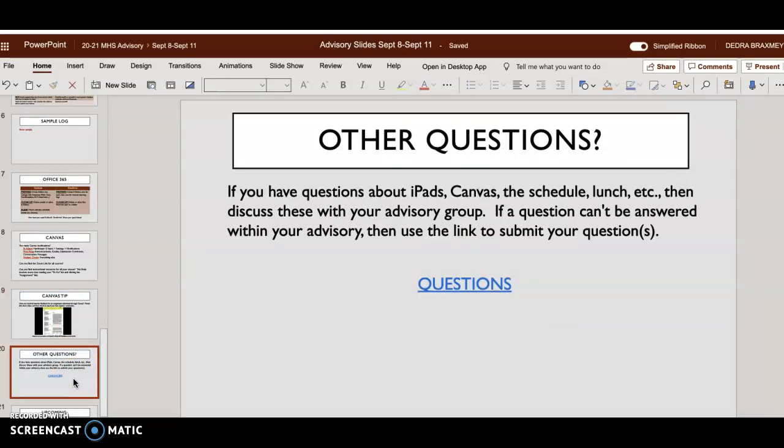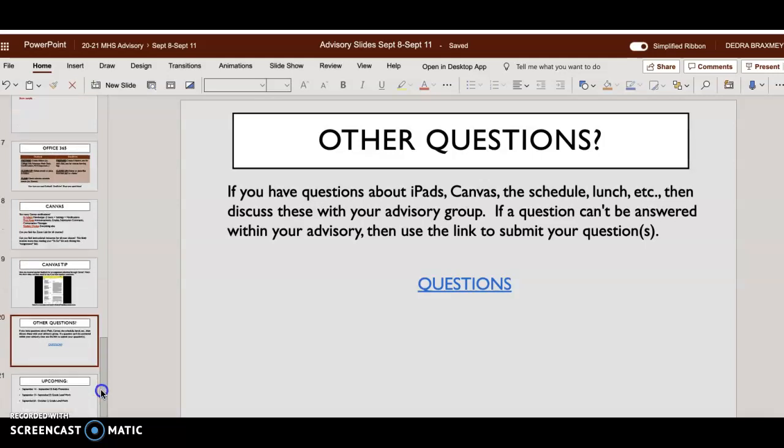Lastly, there is a catch-all slide where you can submit questions on behalf of yourself or your advisory students. Anything that you're unable to answer within your group can be added to the question form here, and someone will follow up with you, or in general, if it's a question that a lot of people have, in next week's advisory, or will follow up with you personally.